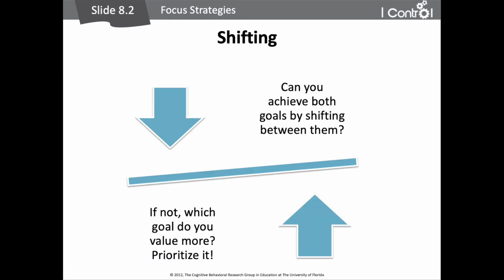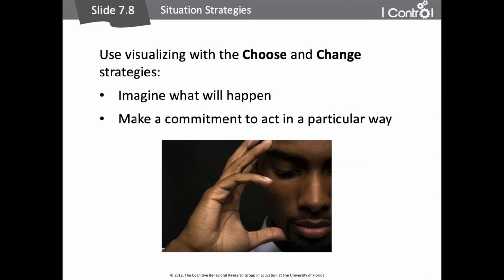Then, in Unit 2, we extended the use of shifting to explain how you can resolve conflicts between competing goals. You learned that the choose and change strategies can be used to manage difficult or intense emotions. Unfortunately, you can't always choose or change the situation you're in because you may not have control over what's happening around you. For example, choose or change strategies can't help you if you're stuck in traffic and have an impatient driver driving too close behind you.